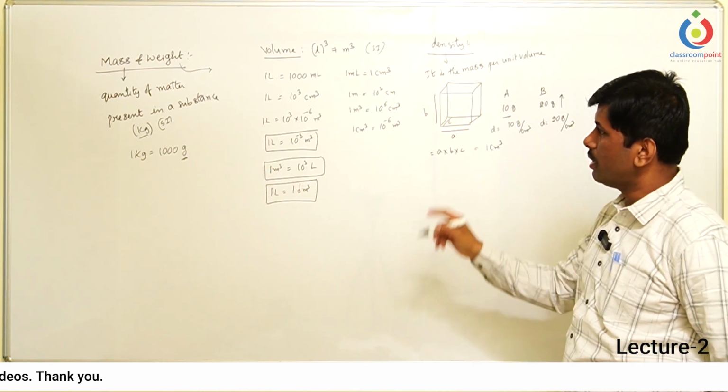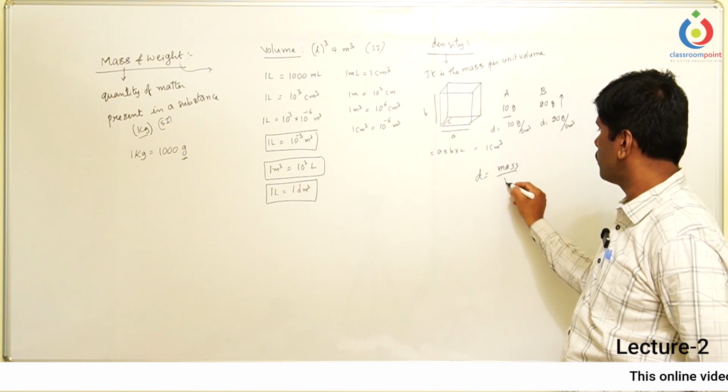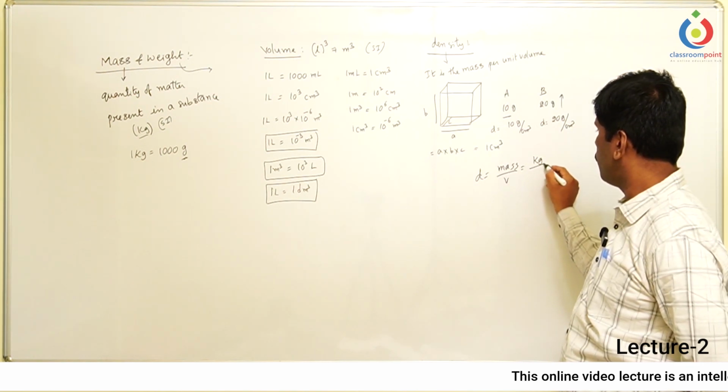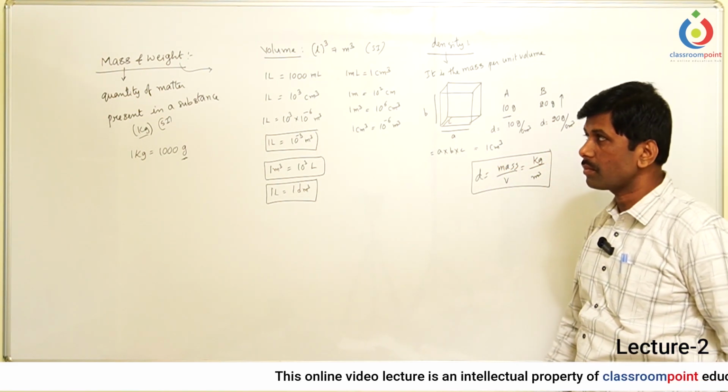Then what are the units of density? Already we discussed density is equal to mass upon volume. So mass means kg, volume means meter cubed. These are the SI units of density.